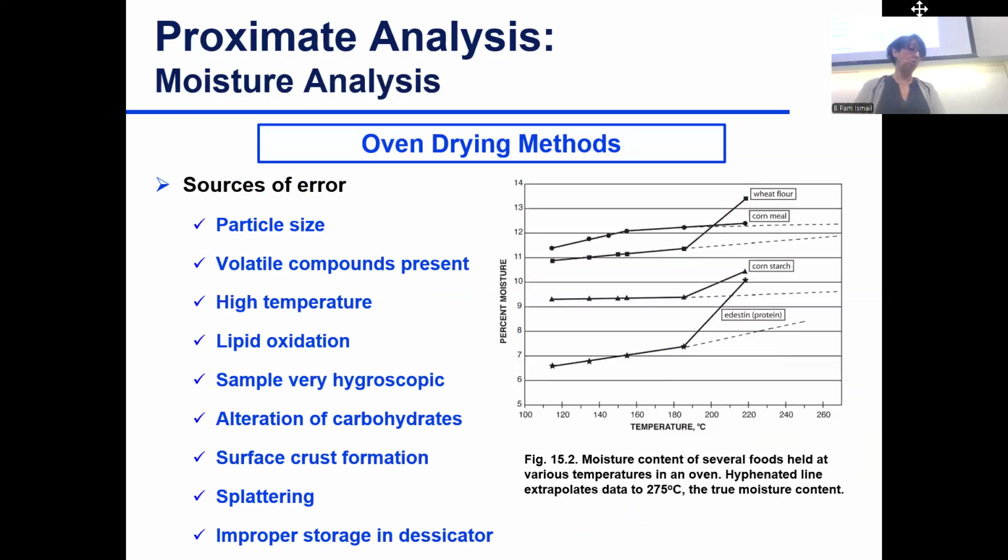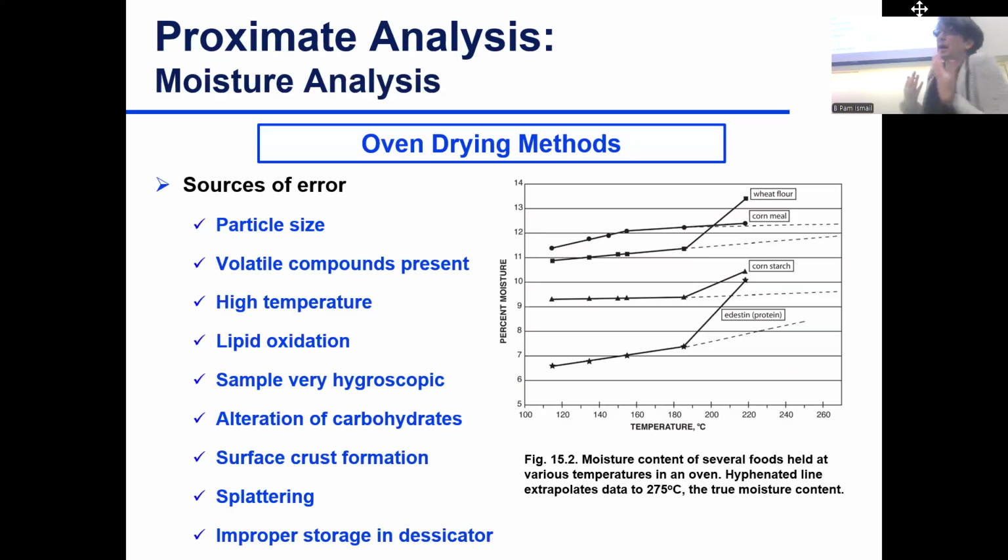Okay, so with that said, there are a lot of sources of error. Particle size is really important. If you have cheese, for example, the cheese group, what did you do? You grated your sample. So you want to reduce the particle size so that you can have higher surface area for evaporation.